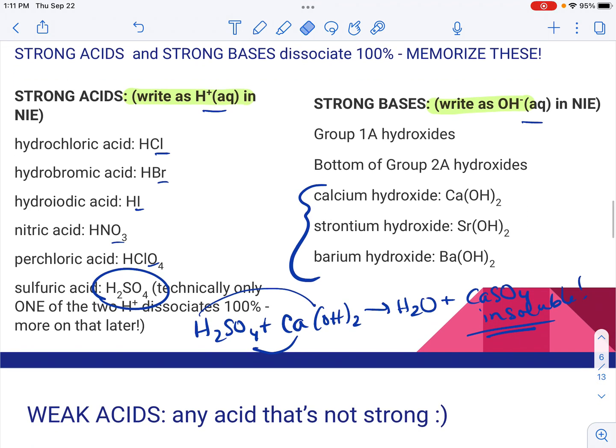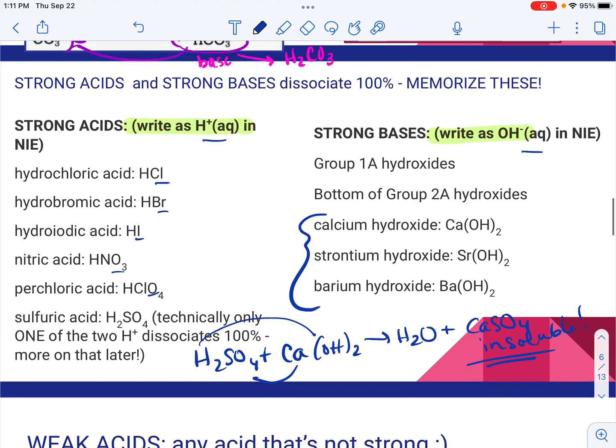Also, something else that we'll talk about later is the idea that technically sulfuric acid only dissociates one hydrogen at a time, and only the first hydrogen 100% ionizes. But what you need to recognize is that if you have hydrochloric acid or sodium hydroxide in solution, you really don't have any HCl's. You really don't have any NaOH's. What you really have is the ions dissolved in solution. That's what it means to be a strong acid or a strong base.